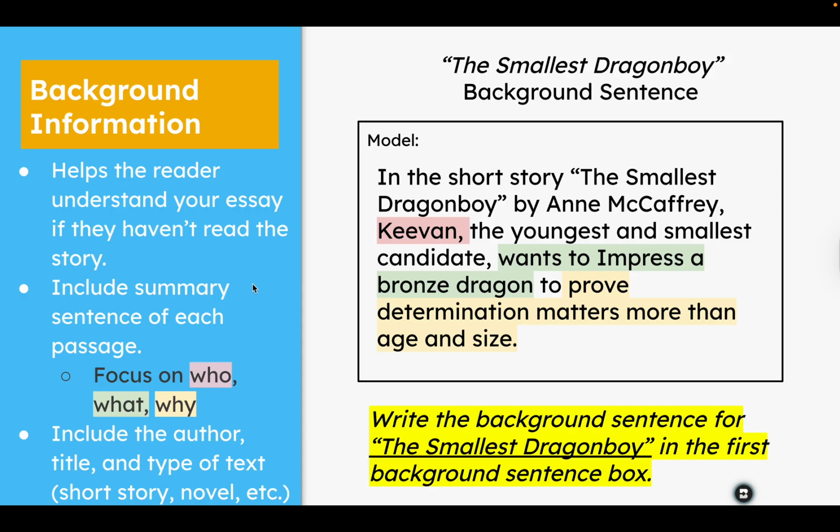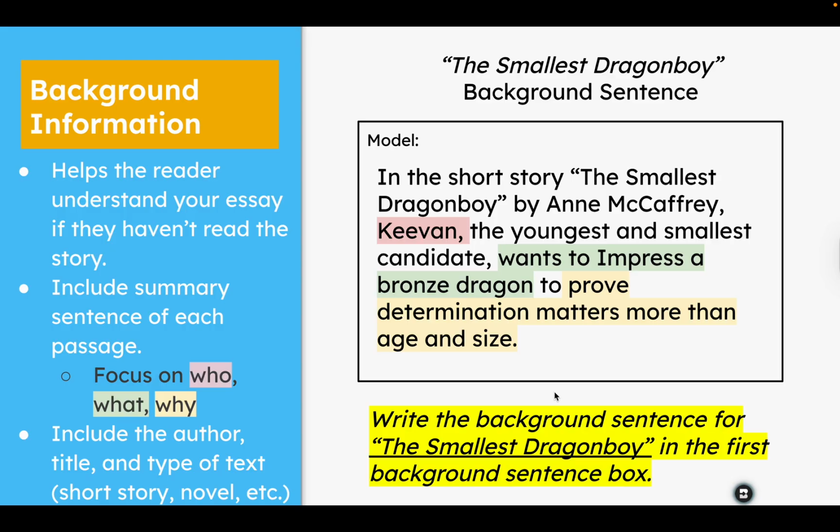So notice I highlighted this Kevin in pink. That shows the who. I highlighted the what in green, and the what is that he wants to impress a bronze dragon. And then why, to prove determination matters more than age and size. So I also included the author, Anne McCaffrey, the title of the story, and notice I put it in quotation marks and capitalized the title, and then what type of text it was, a short story.